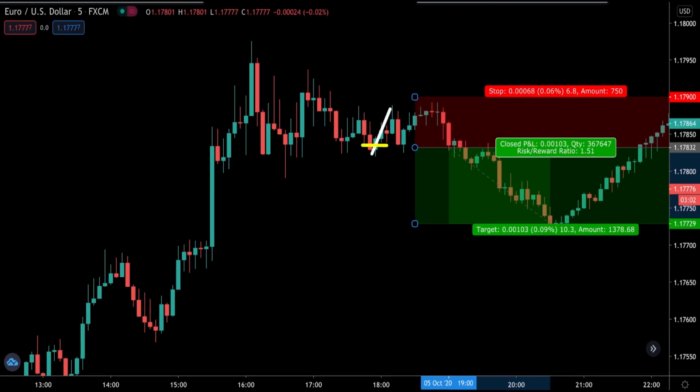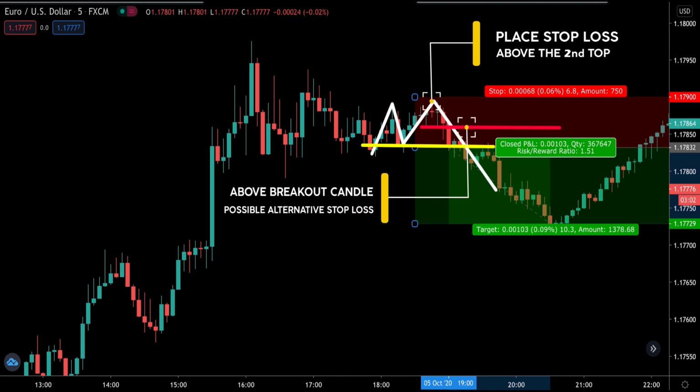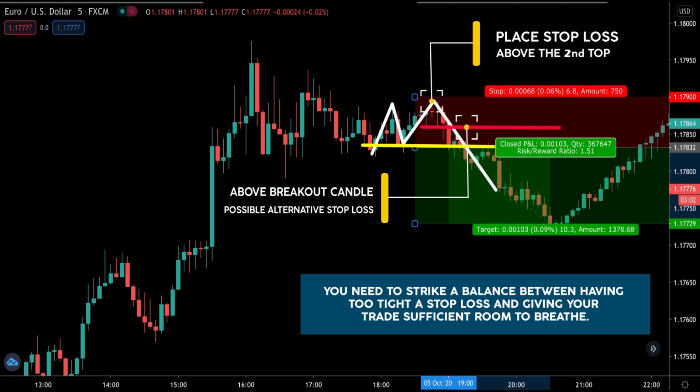Now addressing where to set your stop loss. The optimal place to place your stop loss is above the second top. This ensures that your trade has sufficient breathing room. If you want a better risk to reward ratio, you could also set your stop loss closer based on market structure. It requires more skill, and you need to strike a balance between having too tight a stop loss and giving your trade sufficient room to breathe.